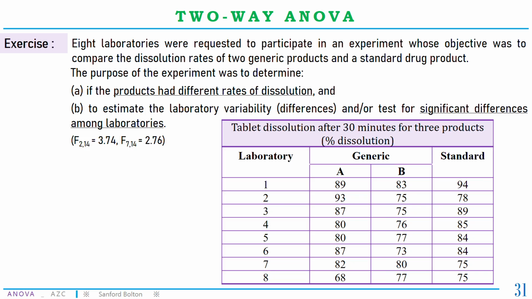Exercise: 8 laboratories were requested to participate in an experiment whose objective was to compare the dissolution rates of 2 generic products and a standard drug product. The purpose of the experiment was to determine if the products had different rates of dissolution and to estimate the laboratory variability and/or test for significant differences among laboratories. Tabulated F values are given here. Tablet dissolution after 30 minutes for 3 products with 8 observations of each product is given in this table.